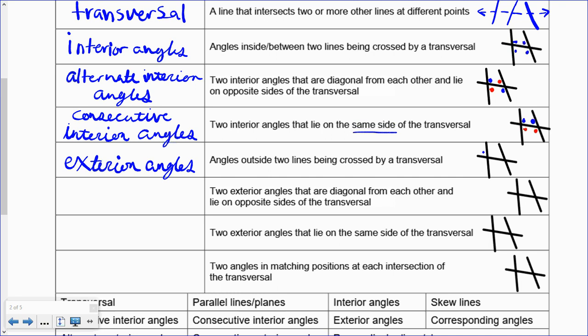So the exterior angles are not going to be in those four positions. They're not inside the two lines. Instead of being inside, they're outside.